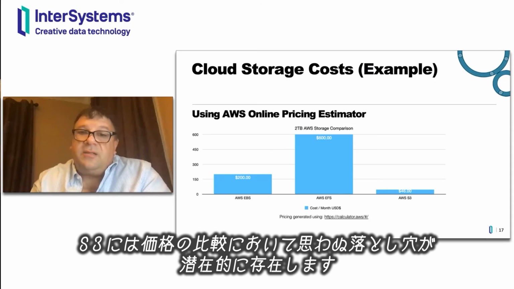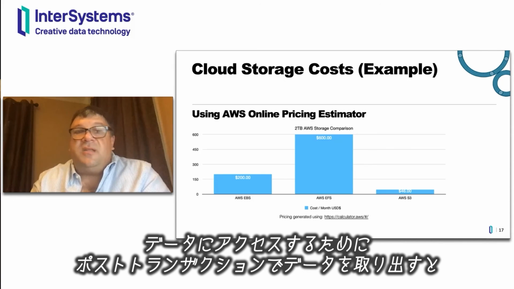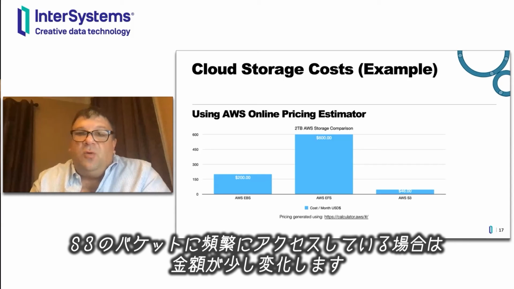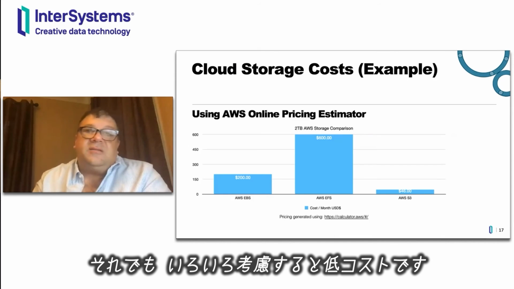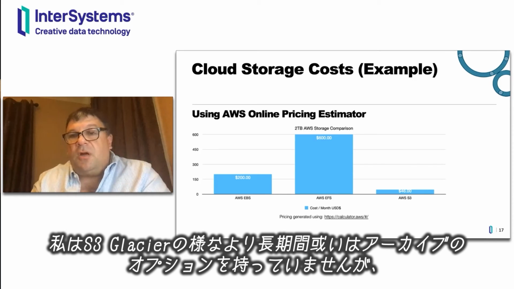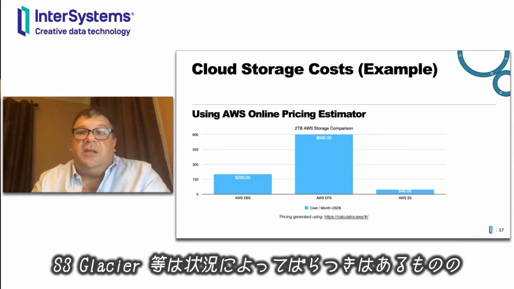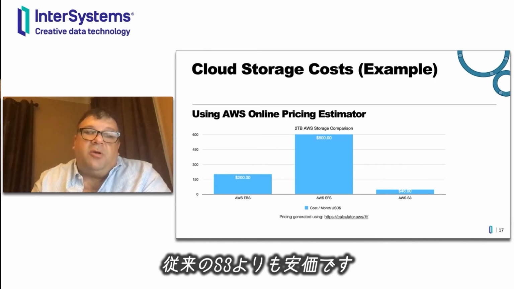Now, S3 has other potential price kickers in terms of access patterns, for GET and POST transactions to access your data or put new data out there. So the pricing will vary a bit if you access the S3 buckets often. However, it's still very low cost considering. I don't have the longer term or archival options such as S3 Glacier, which also has variants within it, but those have even lower price points than the traditional S3.